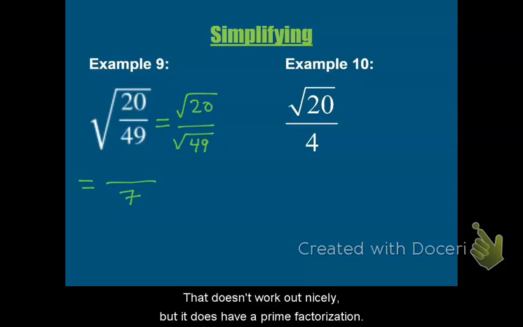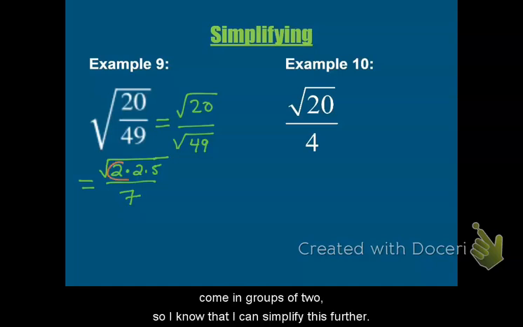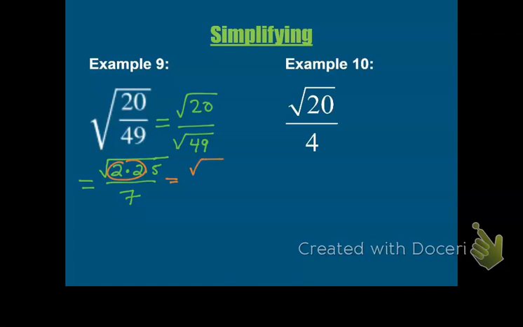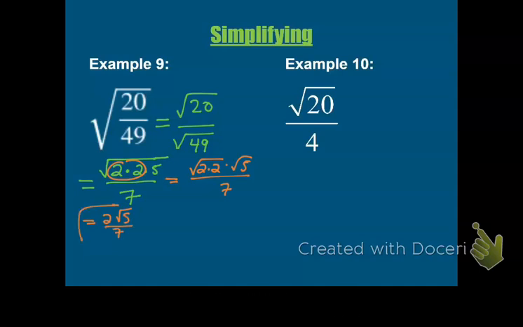Numerator, square root of 20, that doesn't work out nicely, but it does have a prime factorization. 20 breaks into 2 times 10, and 10 breaks into 2 times 5. From there, I've got some things that come in groups of 2, so I know that I can simplify this further. And then my final answer would be 2 root 5 over 7.